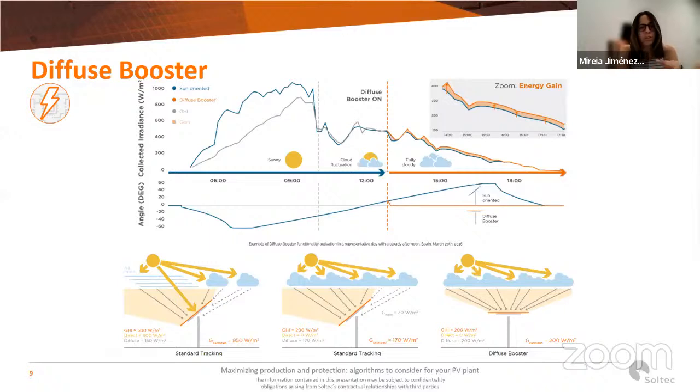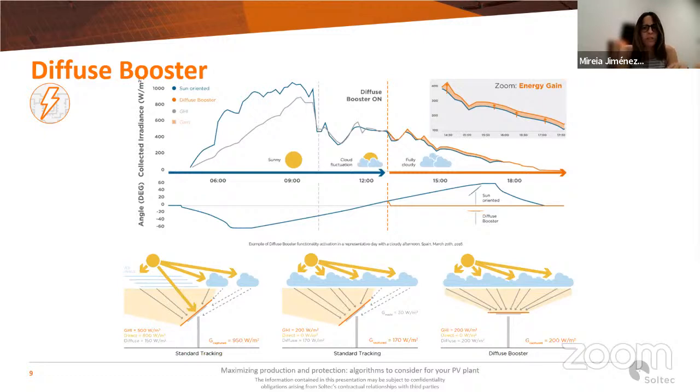Diffuse booster is one of the algorithms that make up the Soltec TeamTrack extended package, which aims to make plants smarter so that they can anticipate and orient themselves in the most profitable way. And well, how does this work?